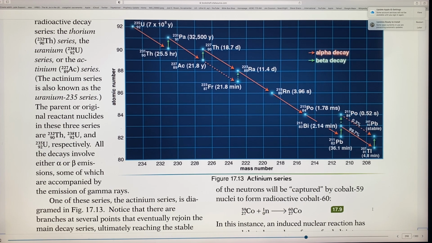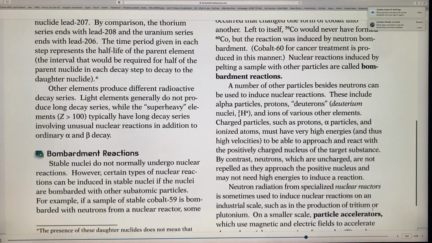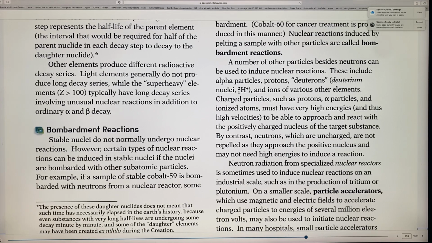So, lighter elements generally do not produce long decay series. But it's a generalization. Lighter elements generally do not produce long decay series, while superheavy elements typically have long decay series involving unusual nuclear reactions in addition to ordinary alpha and beta decay. So, superheavy. So, bombardment reactions.